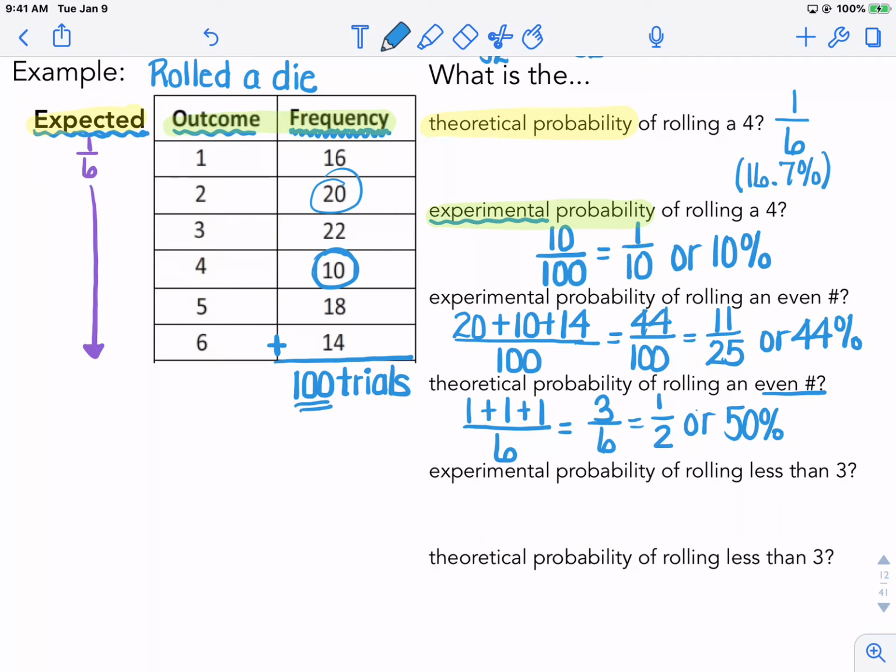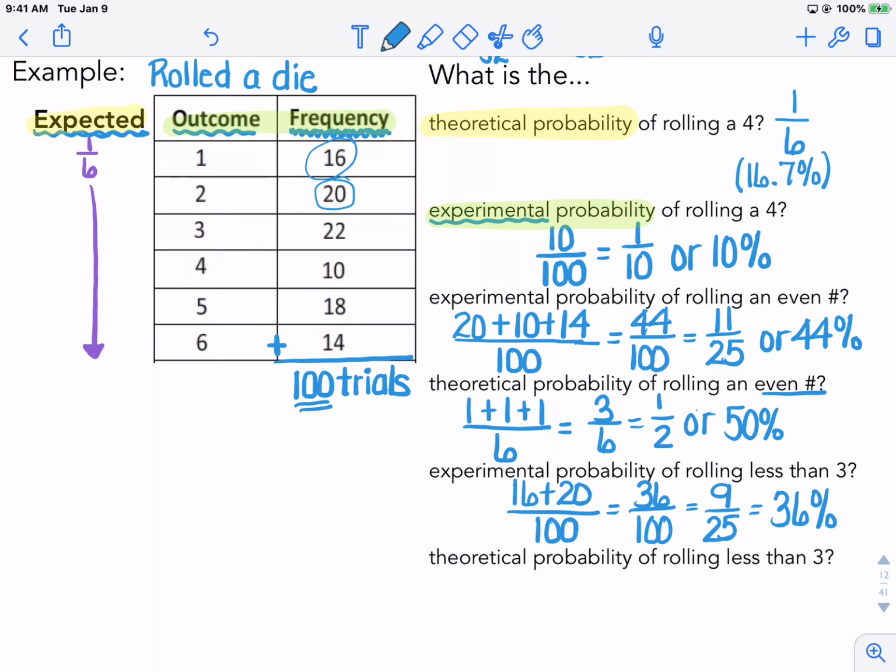All right, the experimental probability of rolling less than a 3. So experimental less than a 3 would mean that a result of either a 2 or a 1 would have been successful. So 16 plus 20 of my trials were successful for this event of rolling less than a 3. Out of the 100 trials in the experiment, so 36 100ths, we're looking at 9/25 if we reduce, and please make sure tonight on homework that you reduce, or about 36% of the time.